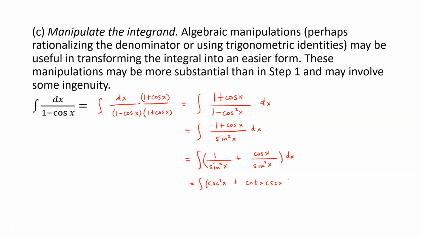Okay, and that's also another one that I know the antiderivative of. That's the derivative of cosecant, or negative cosecant. So from here we can get the answer. So this would be negative cotangent minus cosecant.